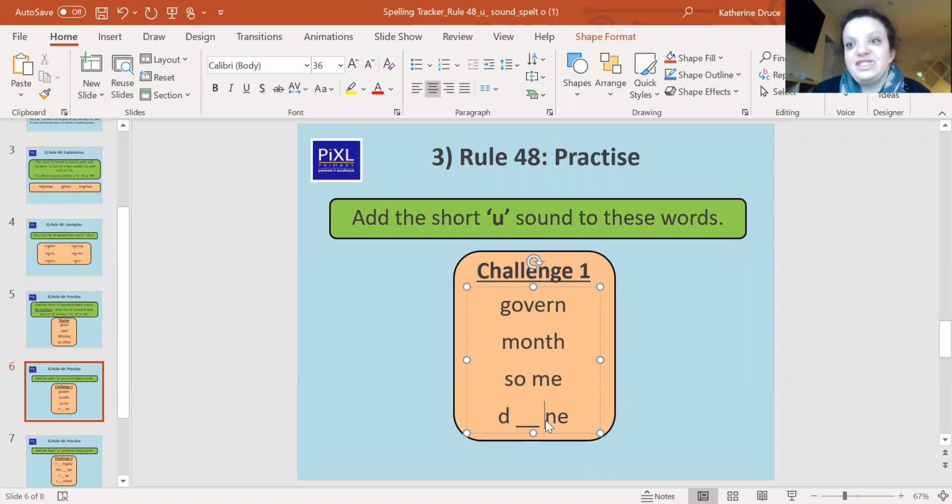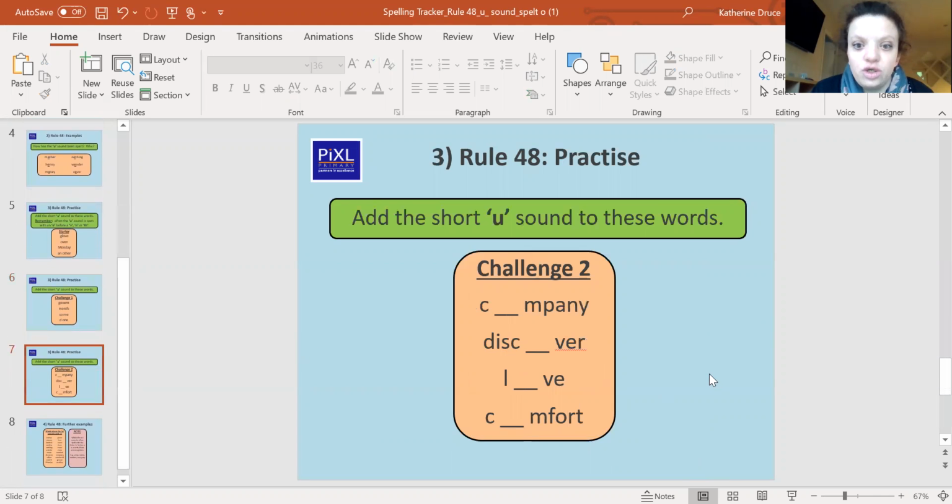And the last one, done. How are we going to spell done? Are we going to use an O or a U? It comes before an N. What's it going to be? 5, 4, 3, 2, 1. And we spell done with an O. Well done if you got all of those words right. Fantastic.